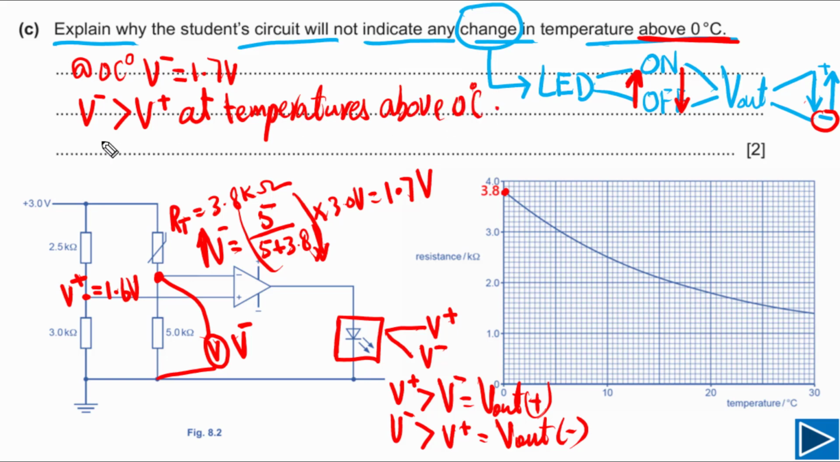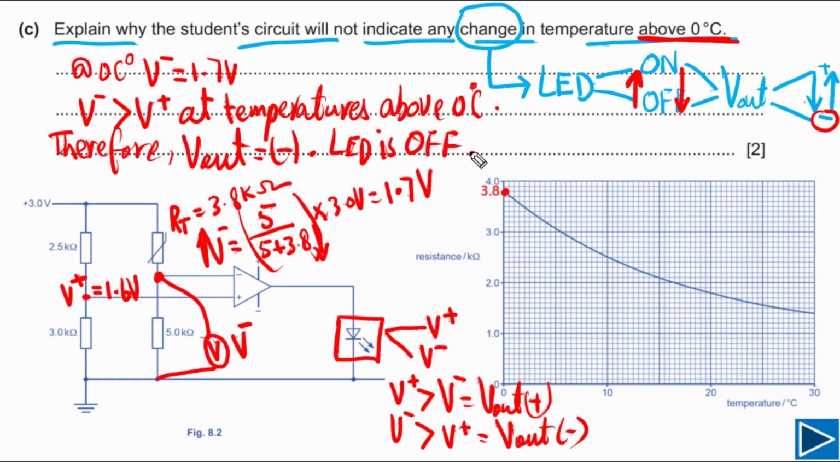It means that we can say, therefore, V out is always negative. So the V out is always negative. It means that the LED is always off. We will not observe any change. LED is off all the time, so we will not observe any change.